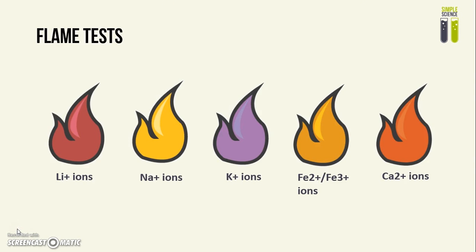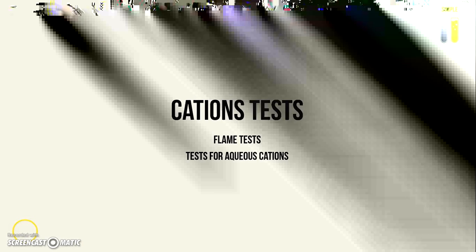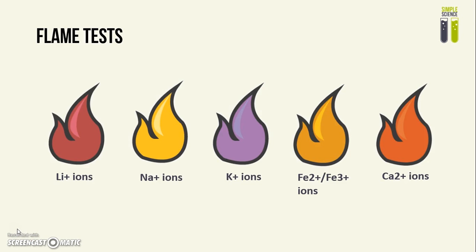For sodium ions, the flame color is yellow. Potassium ions, there's lilac flame. Iron ions, the flame is gold. And for calcium ions, the flame color is yellow-red.